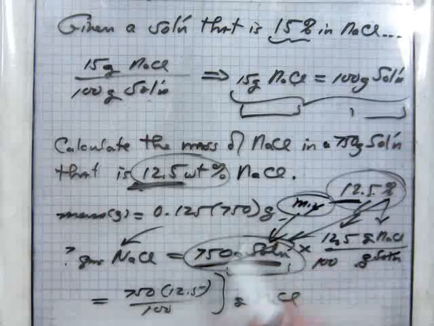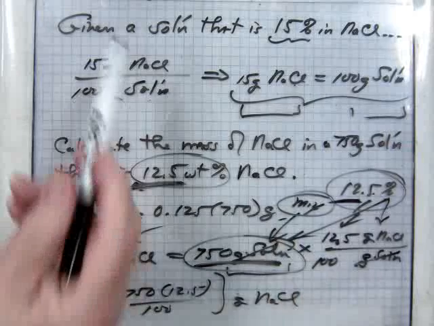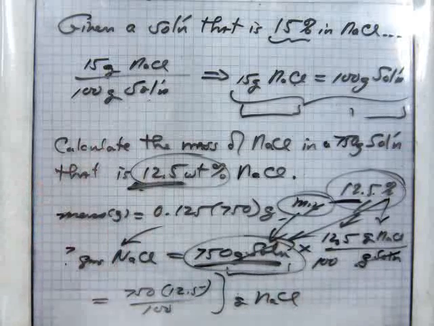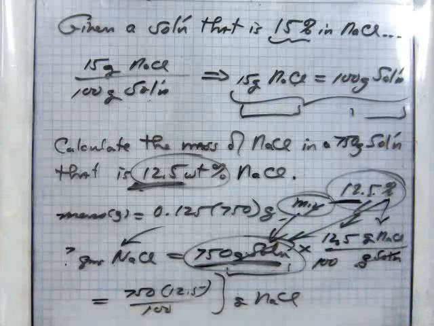That's another way to look at percentages. You're looking at part of a mix. That's part over total times 100. That part is the 12.5. What's the total? It's the mix. That's your 100 grams of solution.